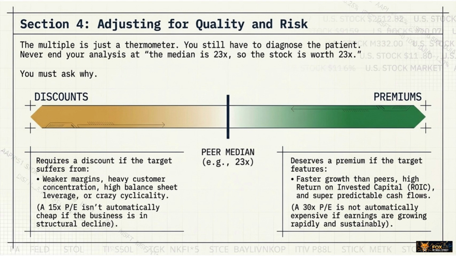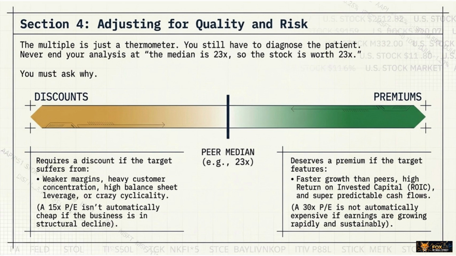For example, a 30x PE is not automatically expensive if those underlying earnings are growing rapidly and sustainably, and a 15x PE isn't automatically cheap if the business is structurally in decline. The multiple is really just a thermometer. You still have to diagnose the patient.